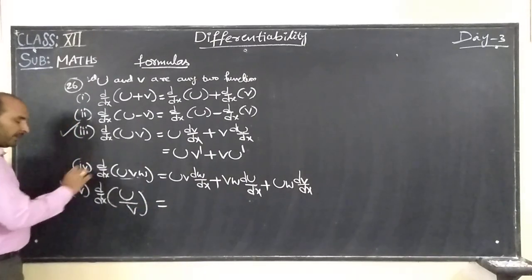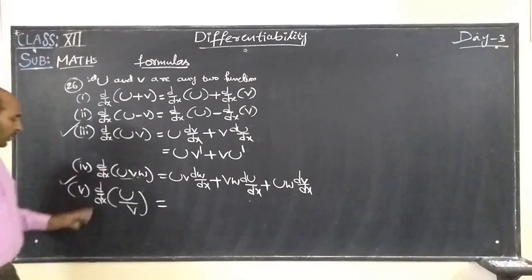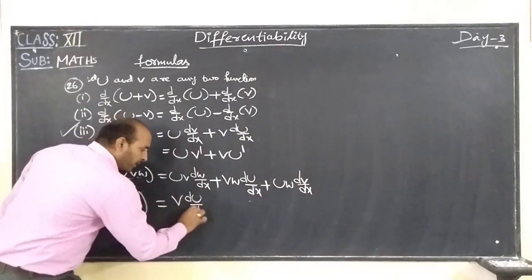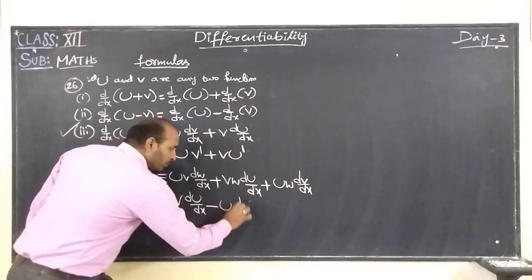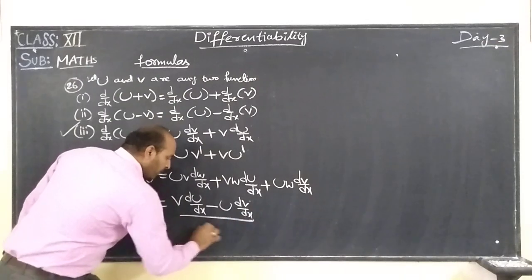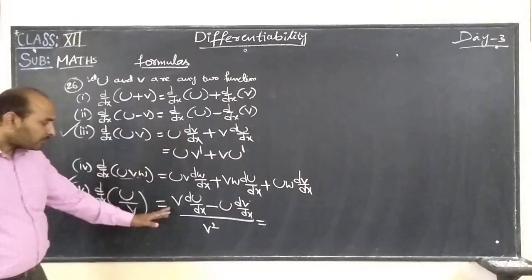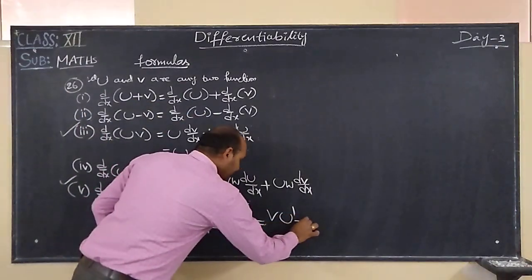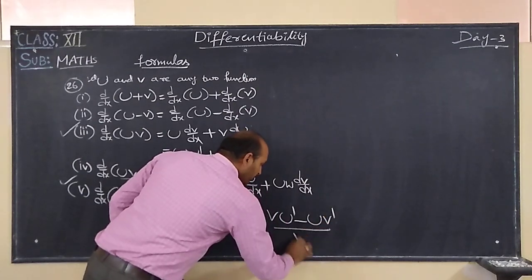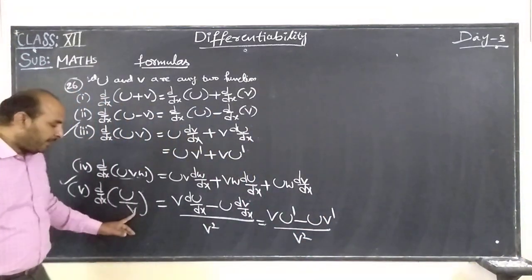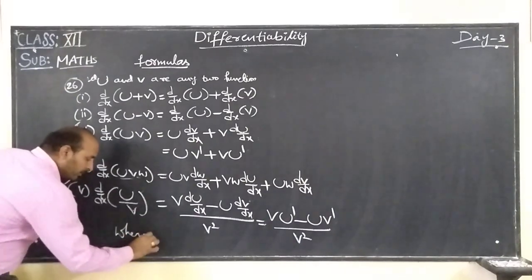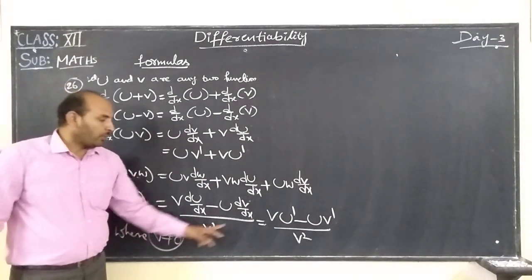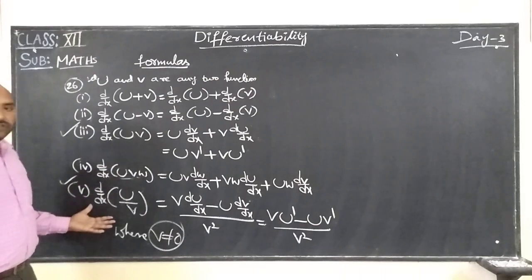You know very well these two formulas from class level. So d by dx of u by v is denominator into derivative of first function minus first function into derivative of the second function upon v square. You can write as v into u dash minus u into v dash upon v square, where the denominator v must be not equal to 0. This is the product rule, this is the quotient rule.